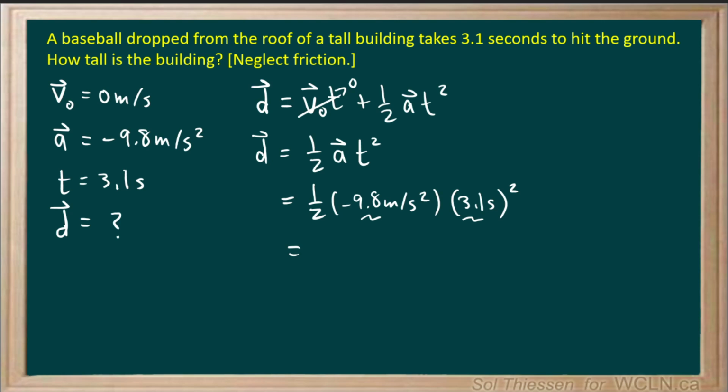So if we punch this into our calculator, 1/2 times negative 9.8 times 3.1 squared, you should get an answer of negative 47 meters when rounded to 2 significant figures. And like I said, that displacement is negative since the ball fell downwards. But if we take the magnitude of the displacement, we can get the distance that the ball fell, which is the height of the building, 47 meters.